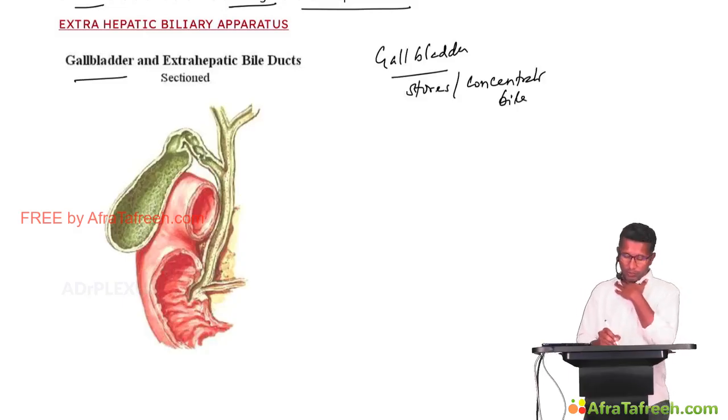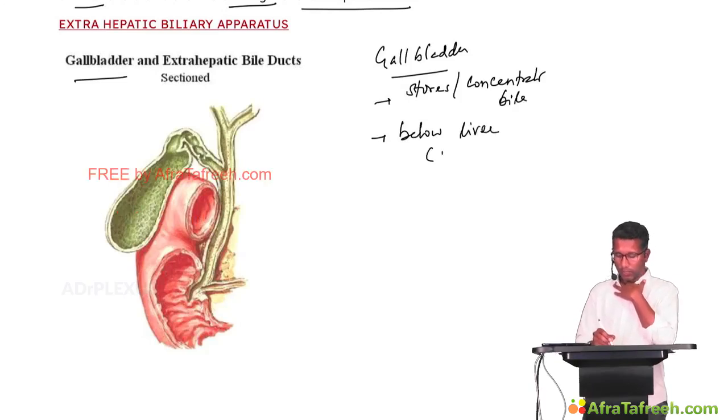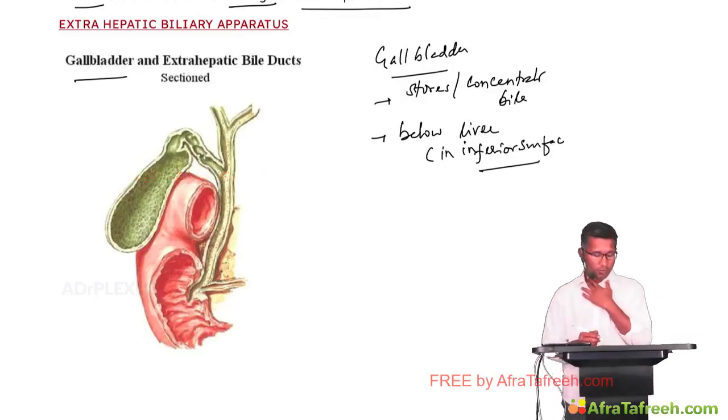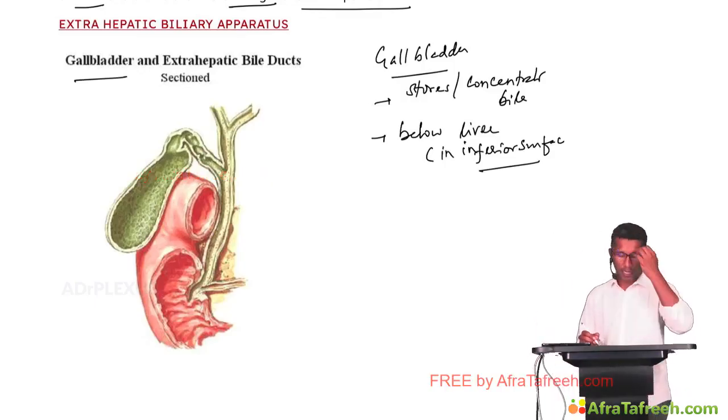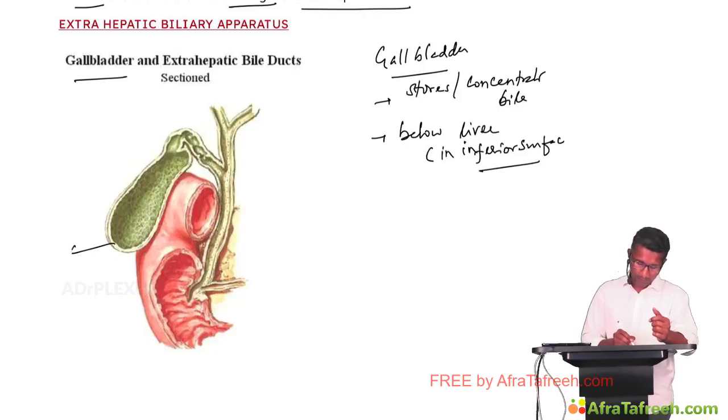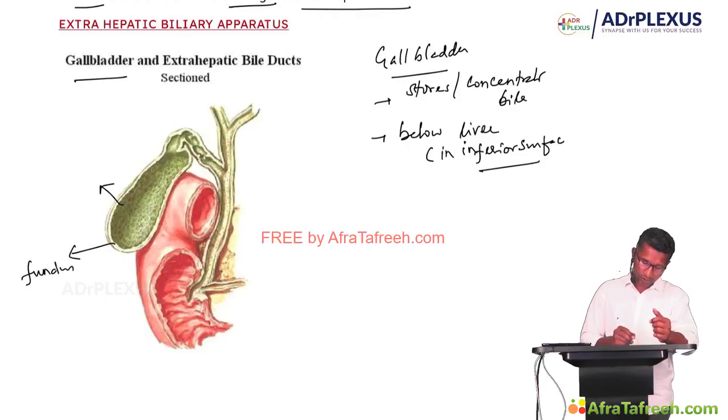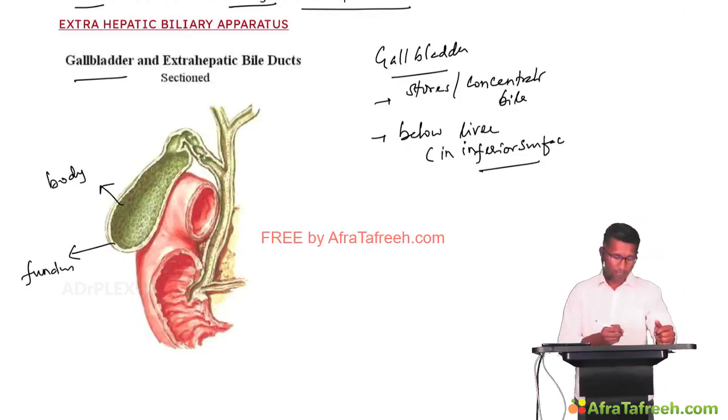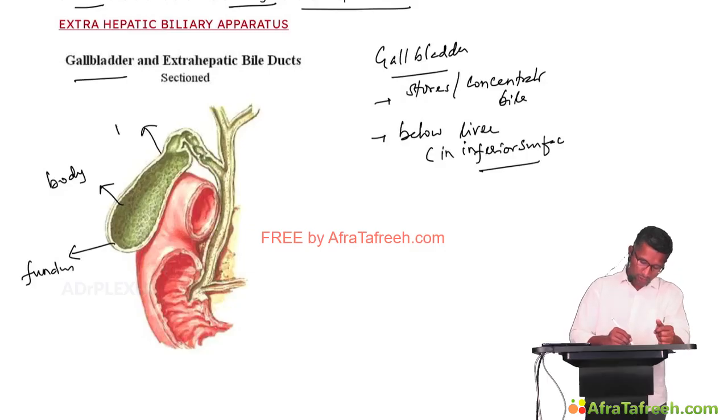And where is the gallbladder situated? It is situated below the liver, on the inferior surface. In the inferior surface there is a fossa for the gallbladder which is occupied by the gallbladder. The gallbladder has certain parts. This is called the fundus of the gallbladder. This is called the body of the gallbladder. This is called the neck of the gallbladder.